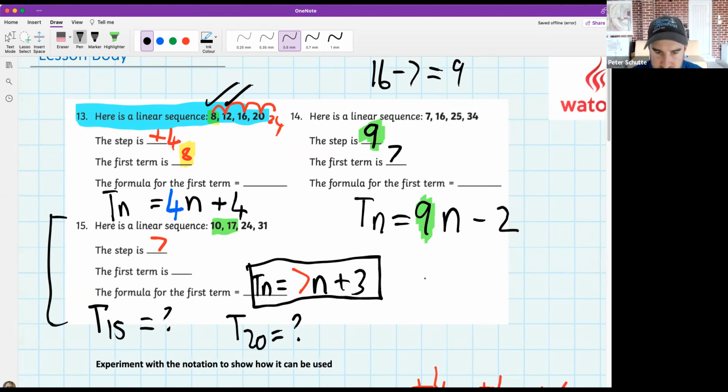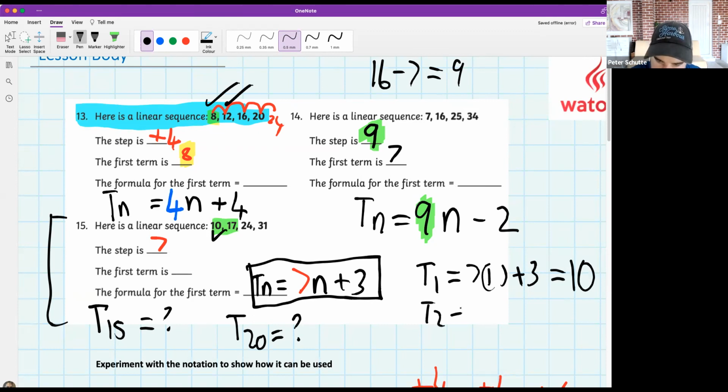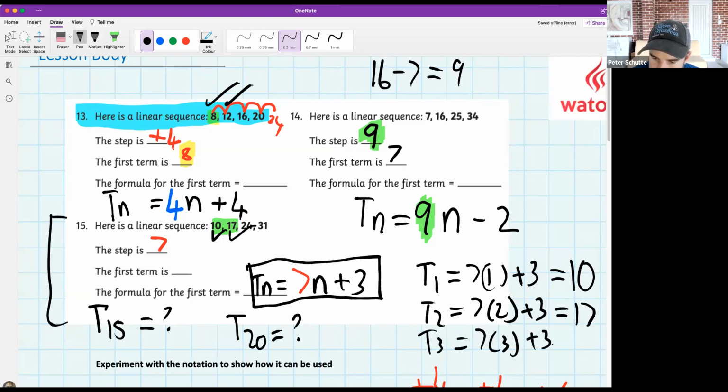And let's just make sure I've done this correctly. If I put a 1 in, my first term will be 10, which is happy for me because there's my 10. My second term, 7 times 2 plus 3, which would be 17. And it does look like we are winning at life. And now, so it's 24, yes. And so it continues. Now, what is T15 and T20?